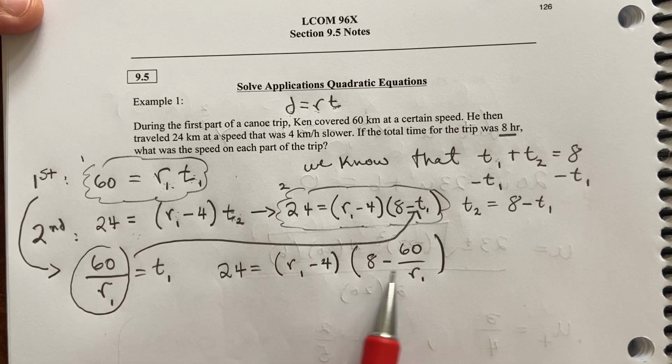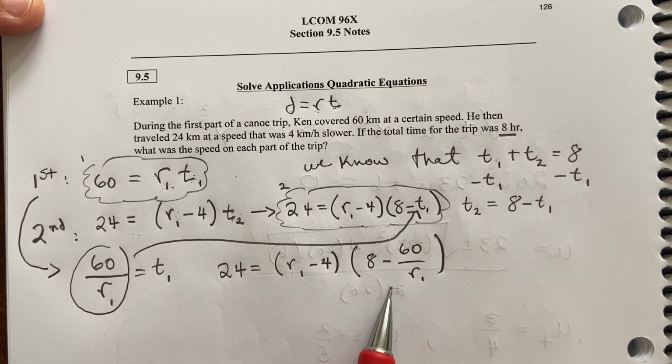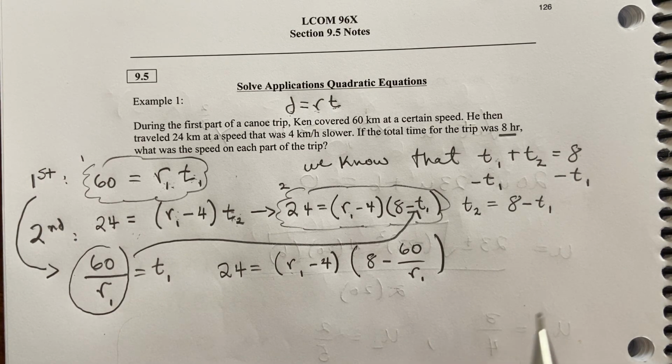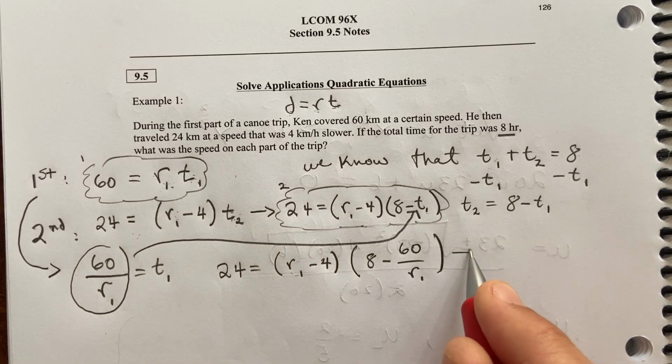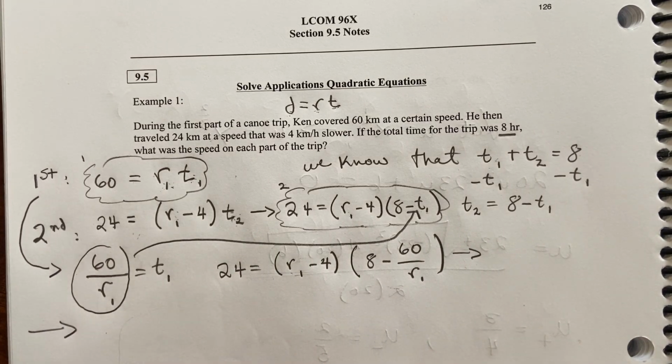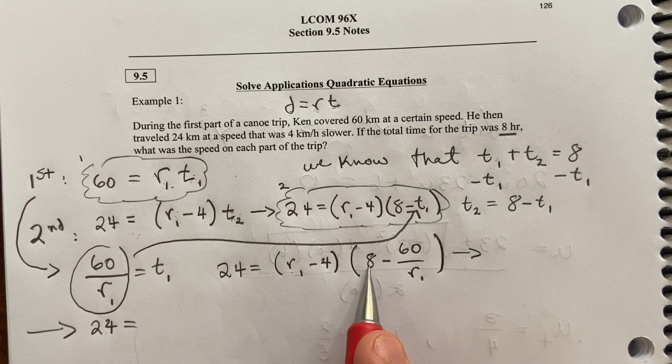Now I have one equation and one unknown, R1. Okay, so I want to solve for R1 now. So let's see, what I'll do is I'll FOIL. So if I FOIL this, we're going to get 24 equals R1 times 8.